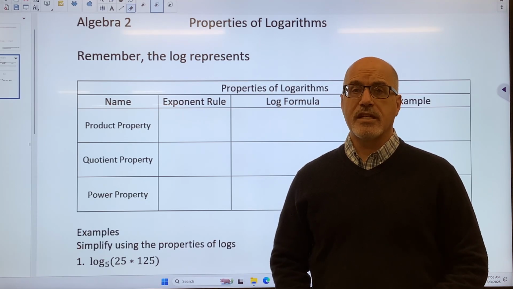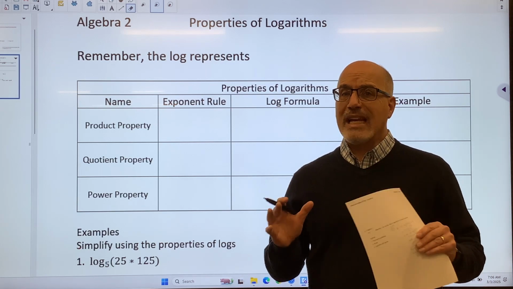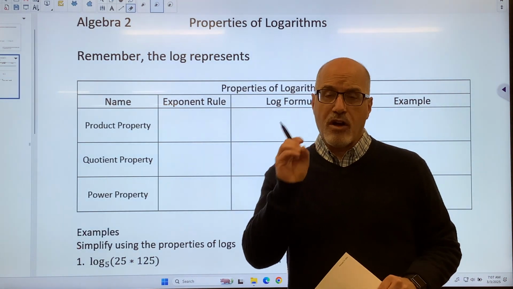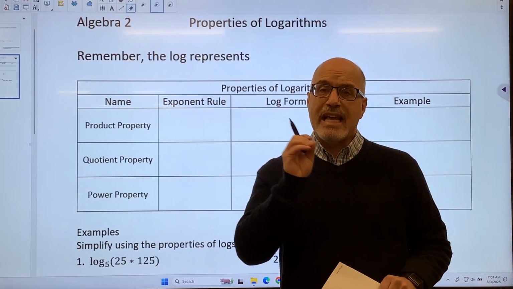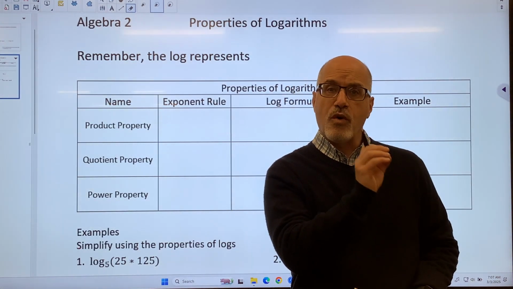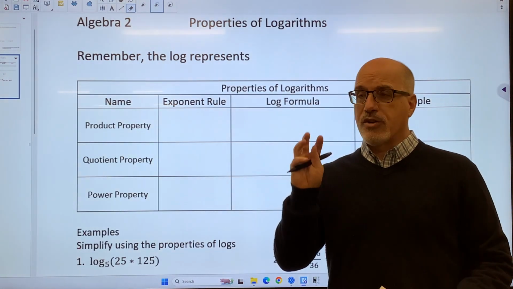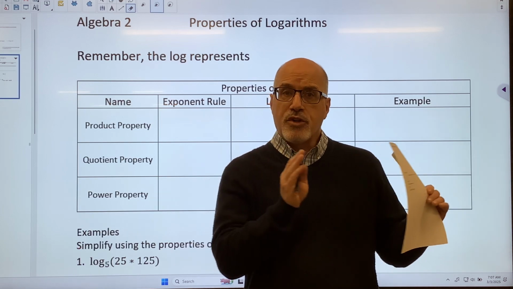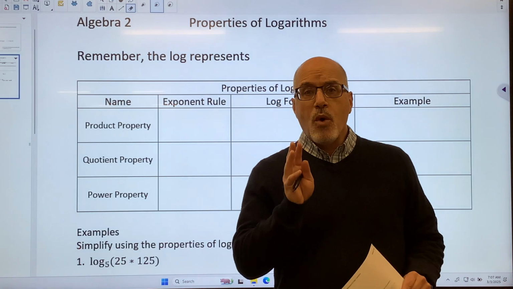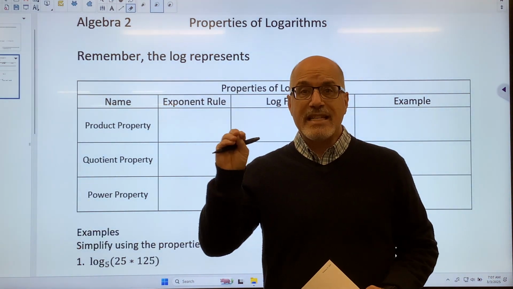The objective of this lesson is to use the properties of logarithms to solve problems. But the main idea for us to connect on this lesson is that we have to remember that logarithms represent the exponents, and we want to connect these properties to the rules we already know for exponents. So if you can make that connection, because what you're going to see is multiplication problems turned into addition. You're going to see division problems turned into subtraction. What I want you to connect here is that's because the rules of exponents tell us to do that.